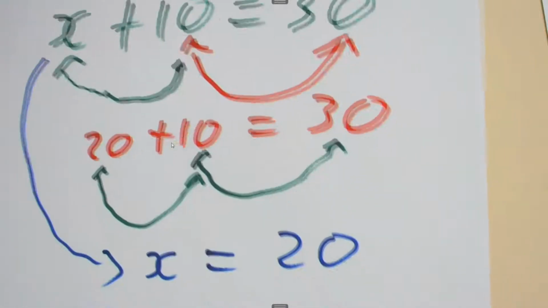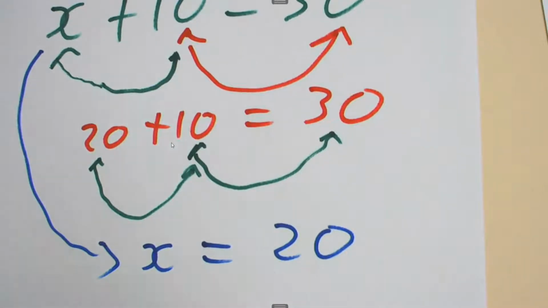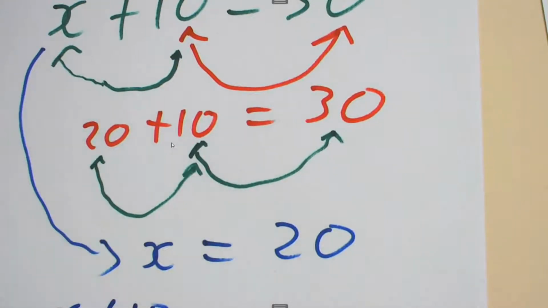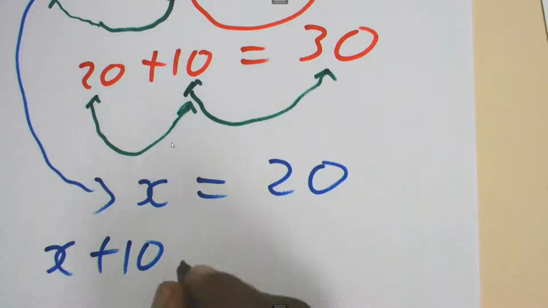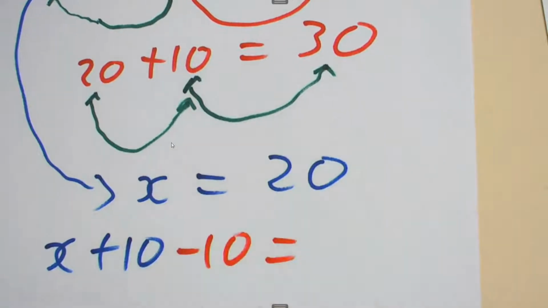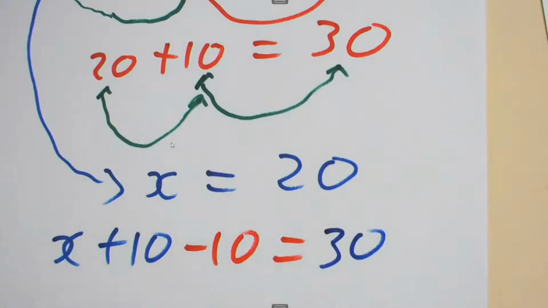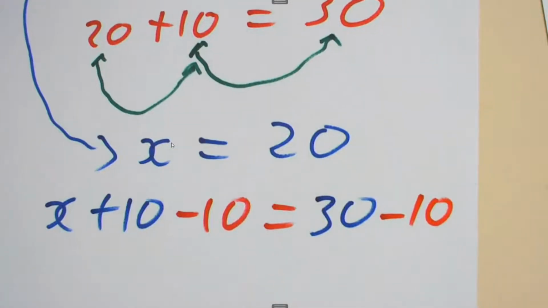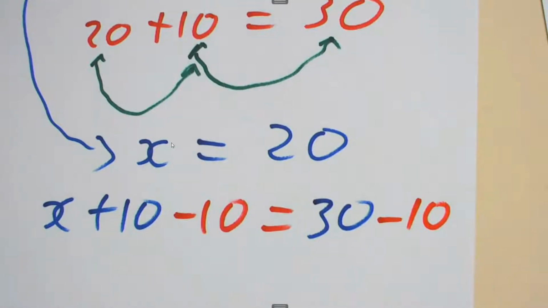So we are saying, effectively, this is what happens. x plus 10 minus 10 to give you 0, and 30 minus 10. So let's remember the rule of fairness. What you do on the left, you also do on the right.